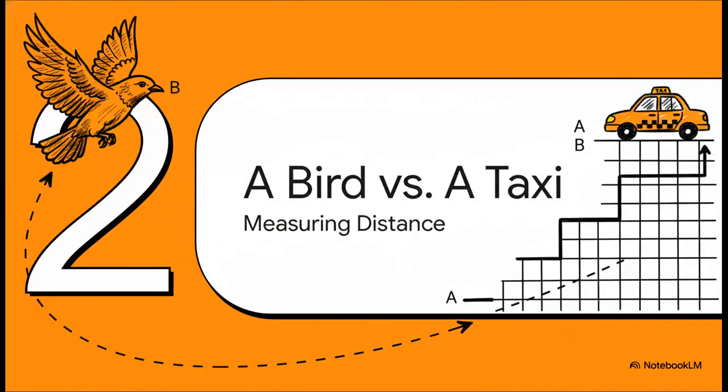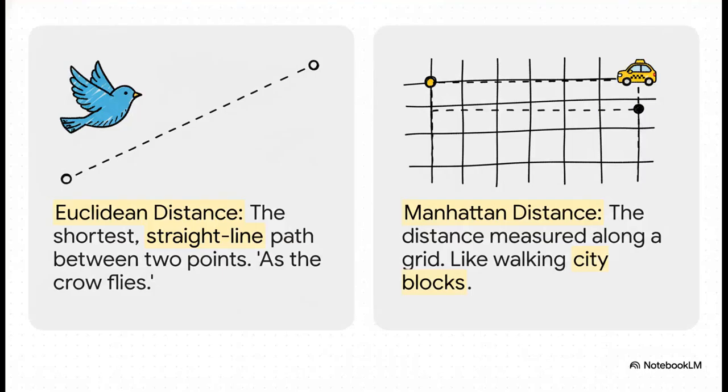Well, it turns out there are a couple of classic ways to do this. And to get it, we don't need any complicated math. We just need to think about two different ways of getting from point A to point B. So the two most common ways are called Euclidean distance and Manhattan distance. Euclidean is probably what you remember from school. It's the direct, straight-line path. Just think as the crow flies.